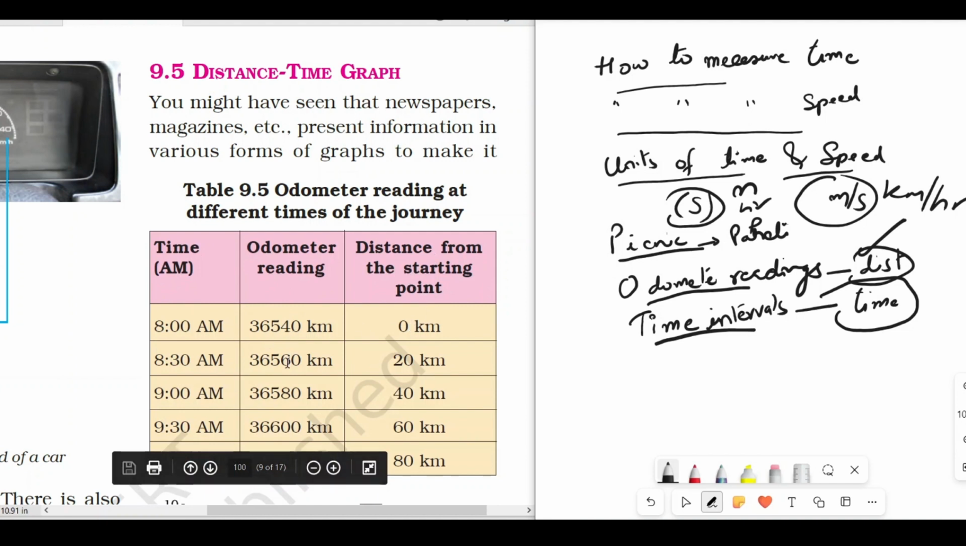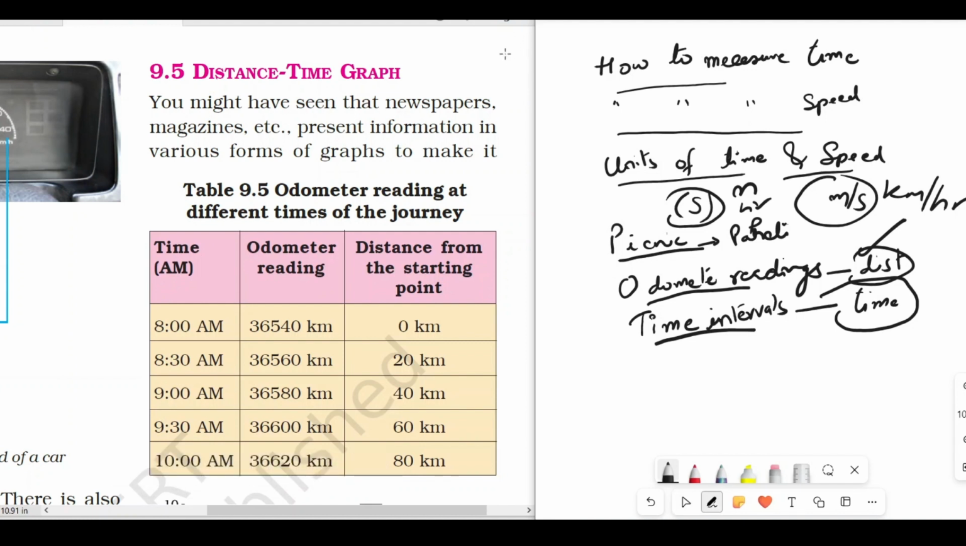So if you subtract the first odometer reading from the next odometer reading, it gives you the distance covered. So you start with 0 kilometers, then in the next half an hour, the bus covered 20 kilometers. In the next half an hour again, the bus covered 20 more kilometers, so a total of 40 kilometers was covered. In the next half an hour, again, the bus covered 20 more kilometers. So in total, 60 kilometers were covered. And here we see that a total of 80 kilometers have been covered.